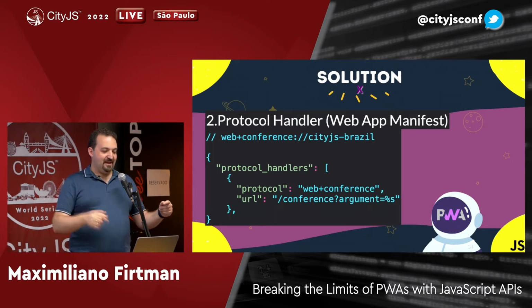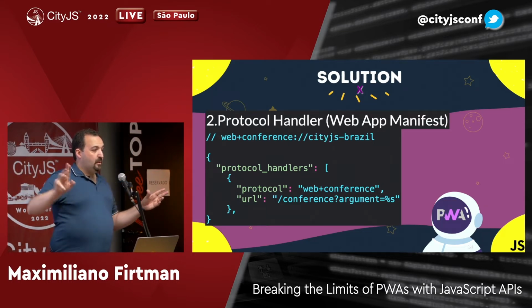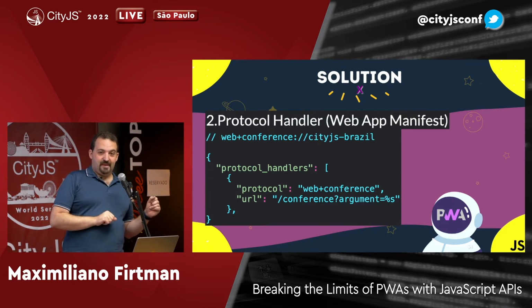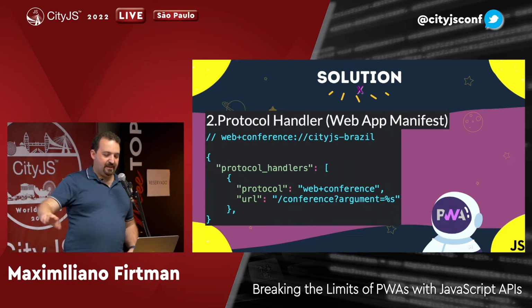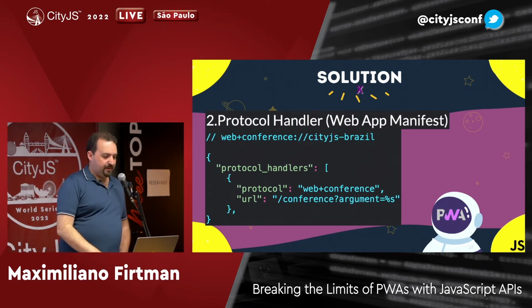And then you can get the arguments in JavaScript, because it will open that URL. So it will open your PWA window loading that URL. Okay, does it make sense? And you receive the argument in that %s, actually as a string.